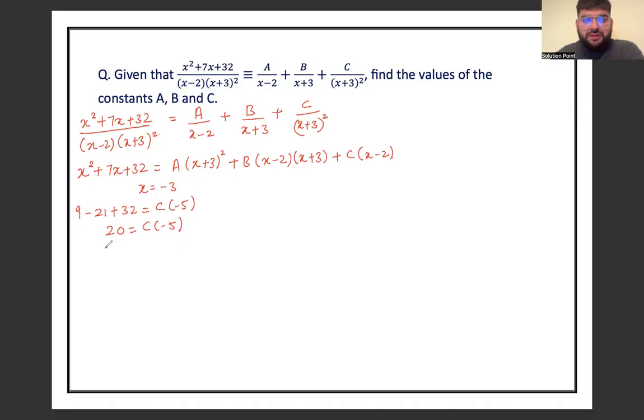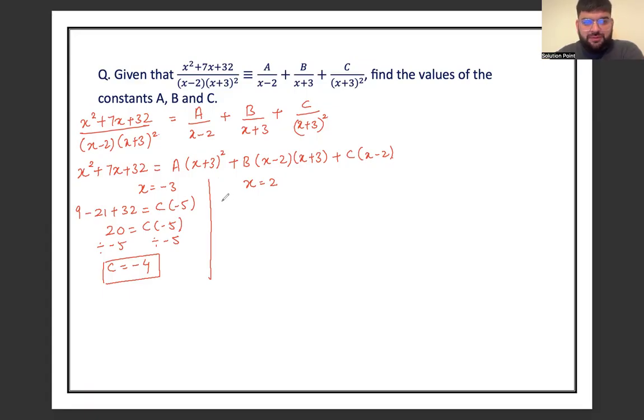To work out the value of C, I need to divide both sides by minus 5. So the value of C is minus 4. Now let's try to eliminate B from this equation. For that I need to substitute x as 2, because 2 minus 2 becomes 0 and 0 times anything becomes 0. So let's do that.